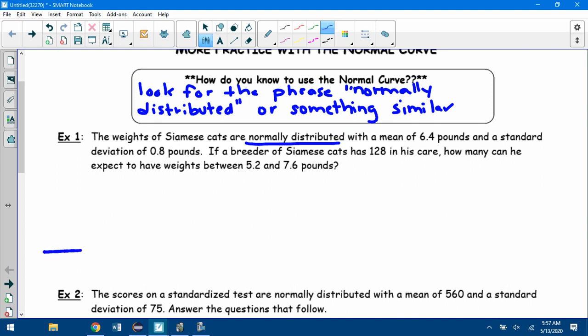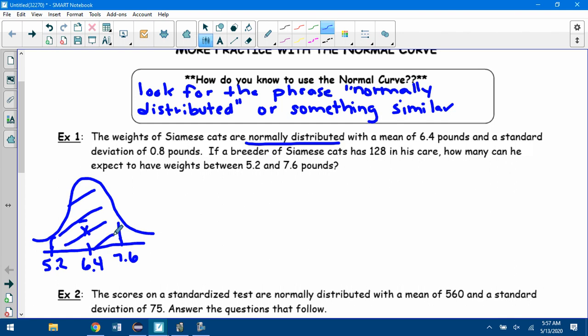As soon as I see that, I just immediately draw this picture and don't even finish reading for a second. Okay, now once I finish reading, we always know what goes in the center: the mean, so that's 6.4 pounds. And I want how many have weights between 5.2 and 7.6. Well, 5.2 pounds would be down here, 7.6 would be up here, and I want how many are between.